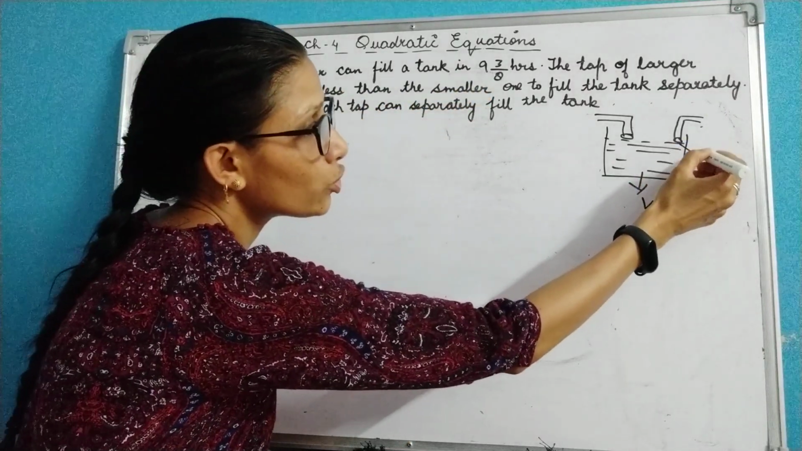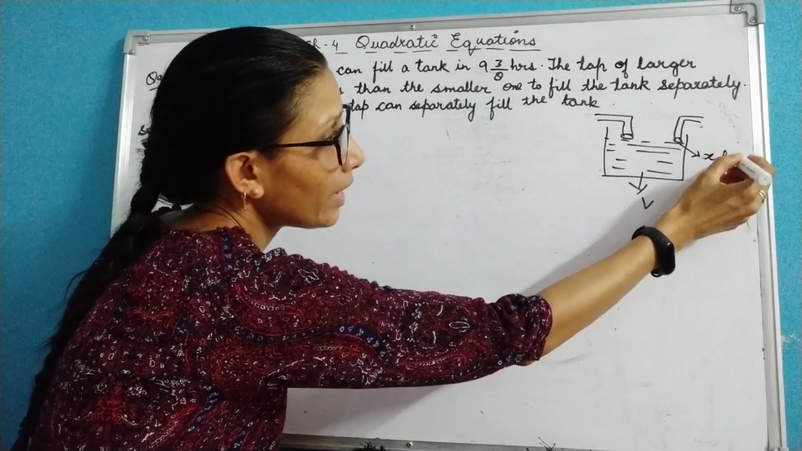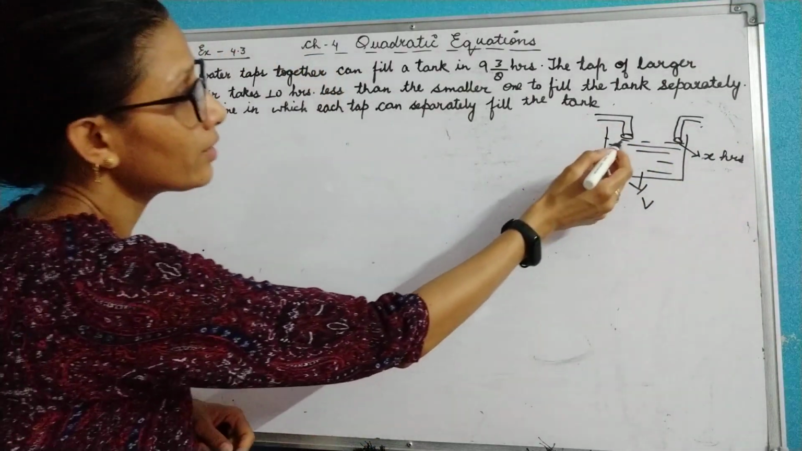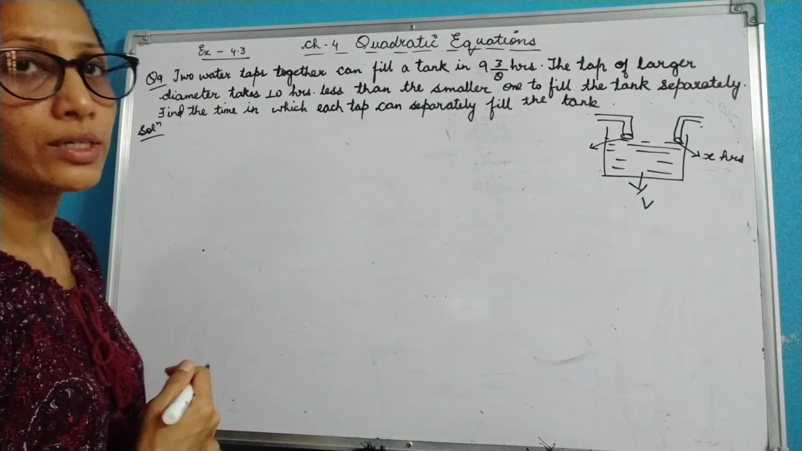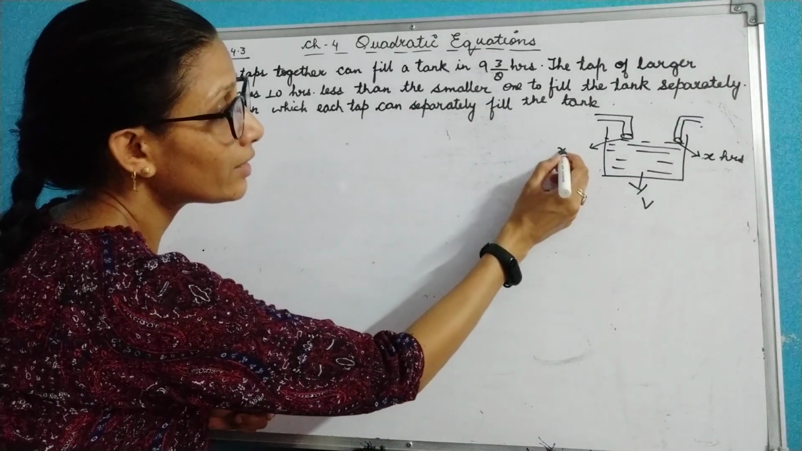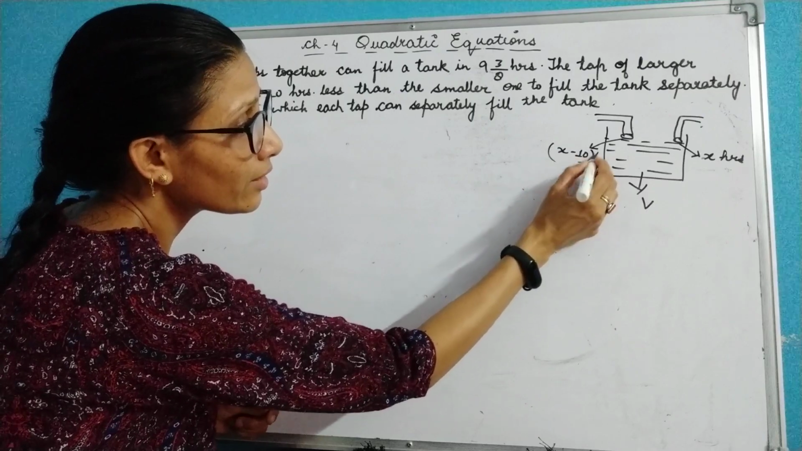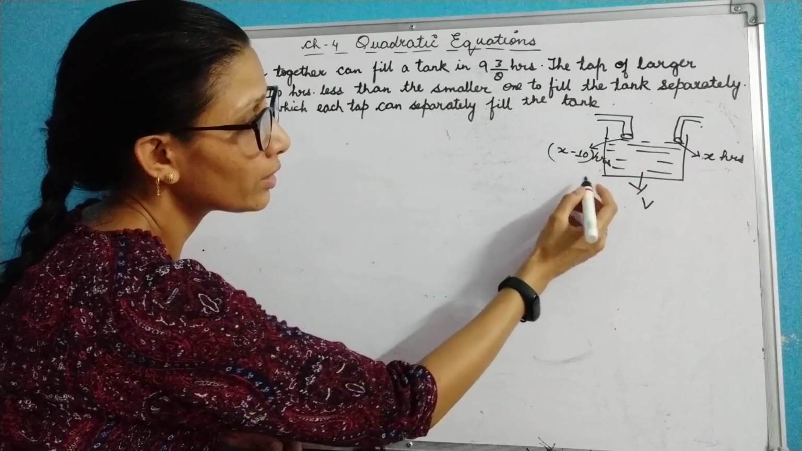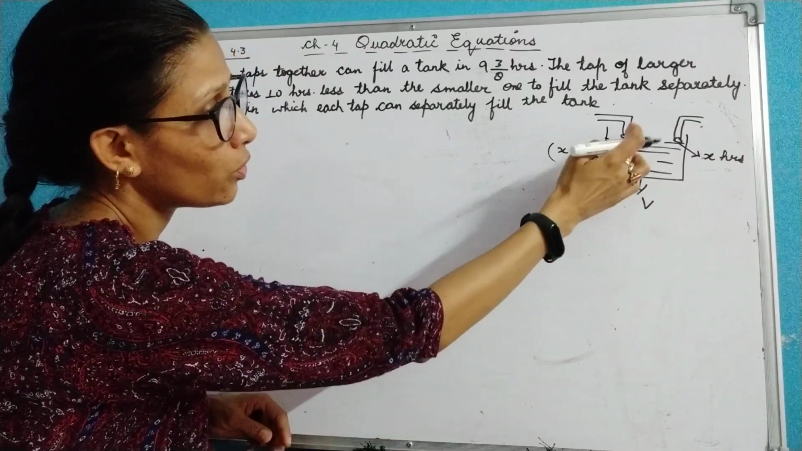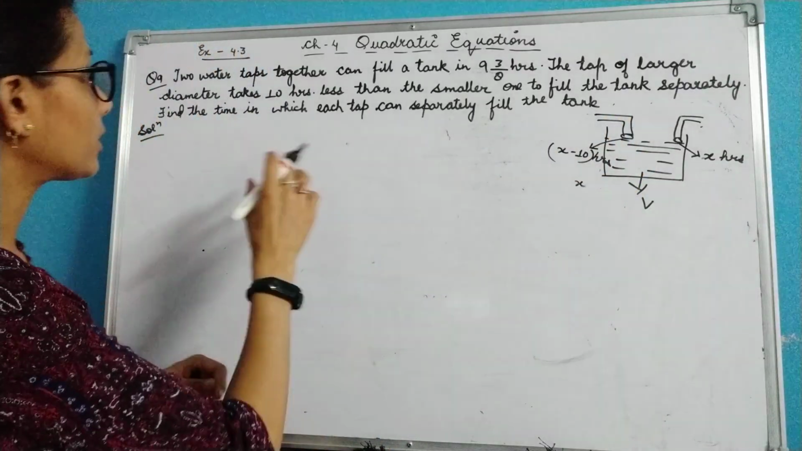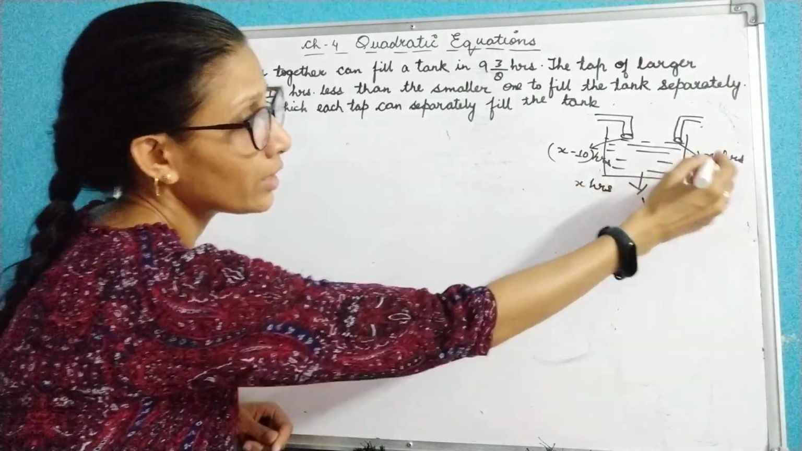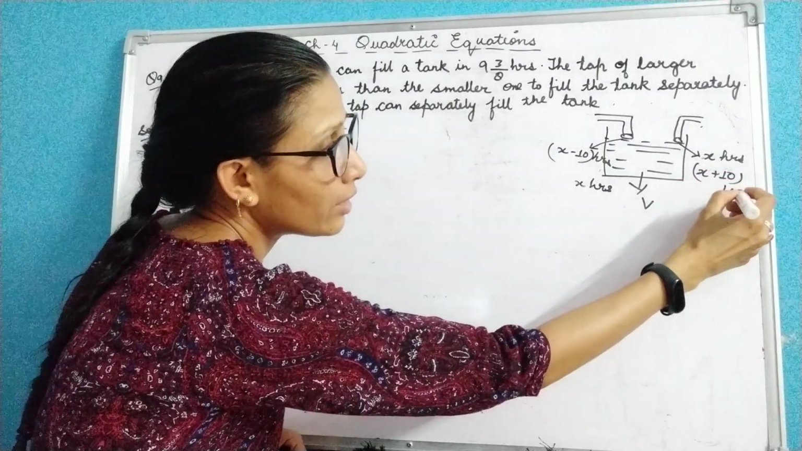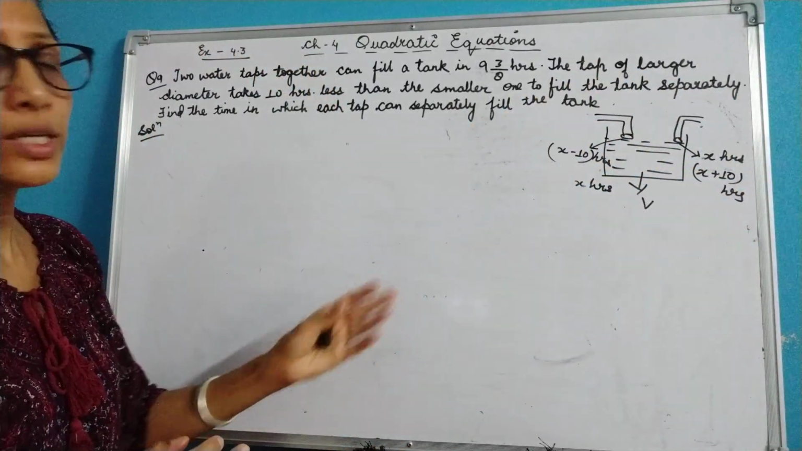So let the smaller diameter take X hours to fill this tank of volume V. Then this larger diameter tap will take 10 hours less than the smaller tap. It is given in the question. Or you can suppose let this bigger, or I can say larger diameter tap takes X hours, then your smaller tap will fill it in X plus 10 hours. This is your choice. Whatever you want to take, you can take.